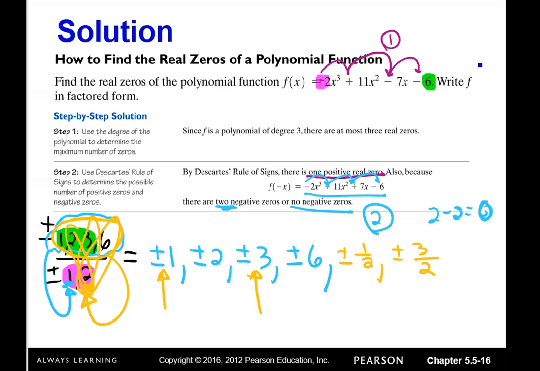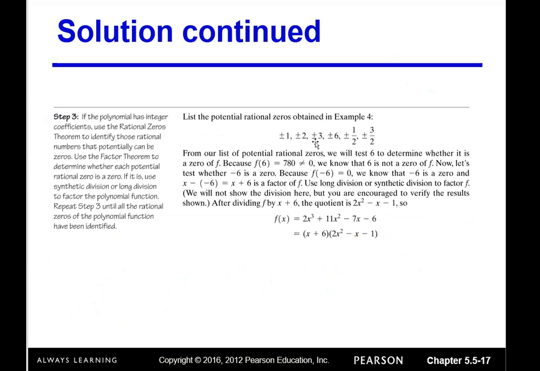Oh boy. Now, when I look at the next slide, they've already shown what I just showed. There they are: plus or minus 1, plus or minus 2, plus or minus 3, plus or minus 6, plus or minus 1/2, plus or minus 3/2. And at this point, it's simply a case of start looking.